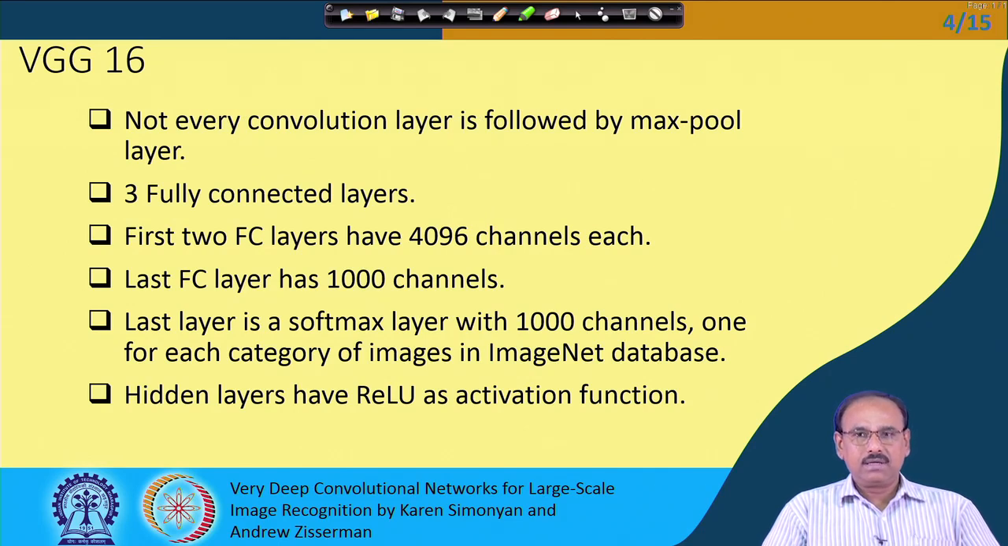There are 3 fully connected layers. The first 2 fully connected layers have 4096 channels each, and the last fully connected layer has 1000 channels, as we have just seen, one channel per category of image in the ImageNet database. And every hidden layer, or every convolution layer, has an activation function, which is a nonlinear activation function, that is ReLU, the rectified linear unit.